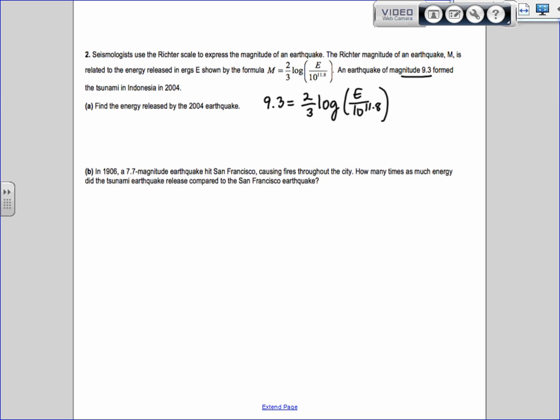So we need to solve for E. We want to know the energy released. And we can do this. It looks a little terrifying when you first look at it because you're not used to solving log equations, but we can do this. So first I need to get rid of the 2/3. So what am I going to do? Multiply by 3 over 2. So be active note takers. Try this along with me. Get your calculator out. Try this.